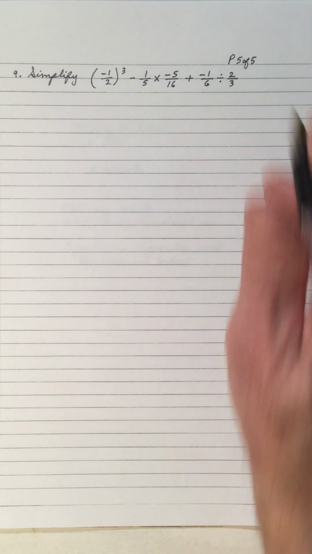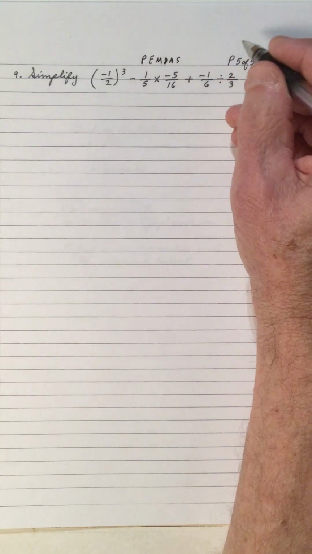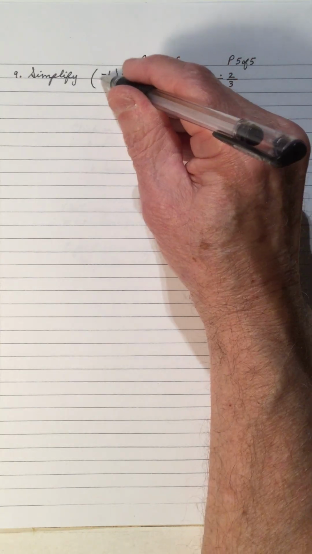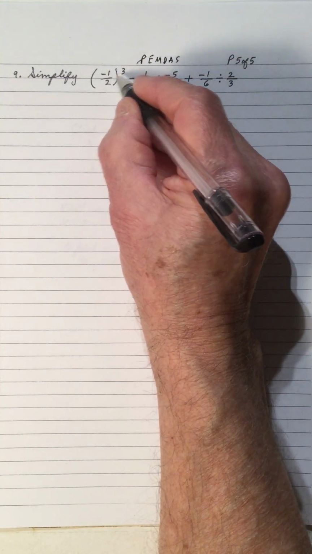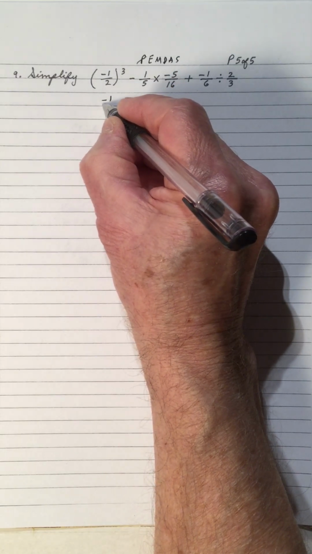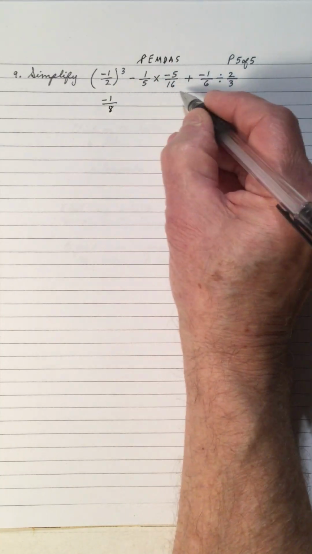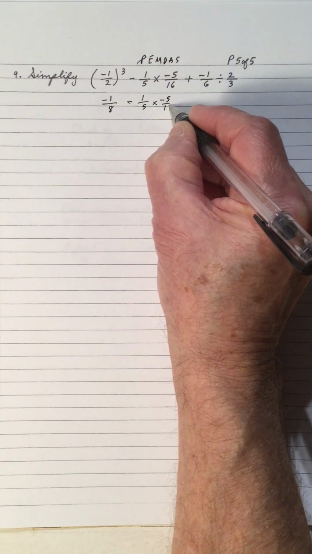And it's, again, PEMDAS. Again, P-E-M-D-A-S. So we do inside the parentheses. So there's no parentheses. We have a parentheses, but the inside of this is already simplified. Now we do the exponent next. So negative 1/2 cubed. So negative 1 times negative 1 times negative 1 is a negative 1. And 2 cubed is 2 times 2 is 4 times 2 is 8. So I have my exponent done.